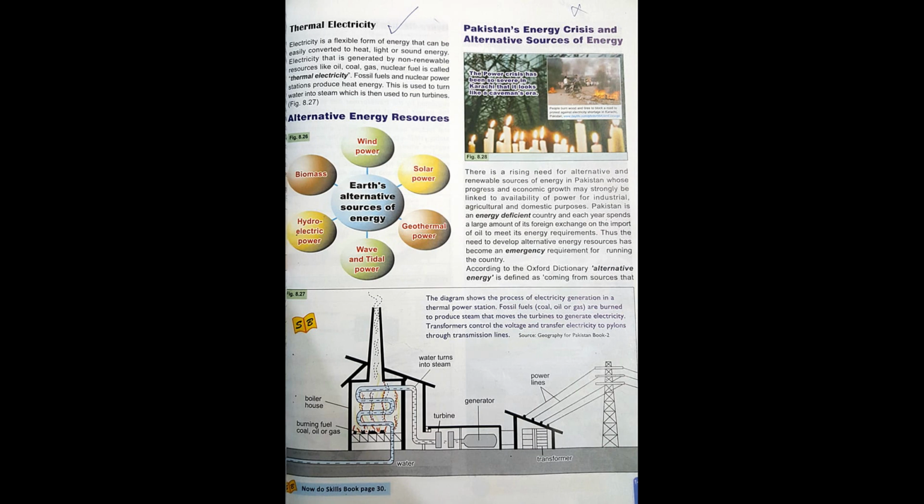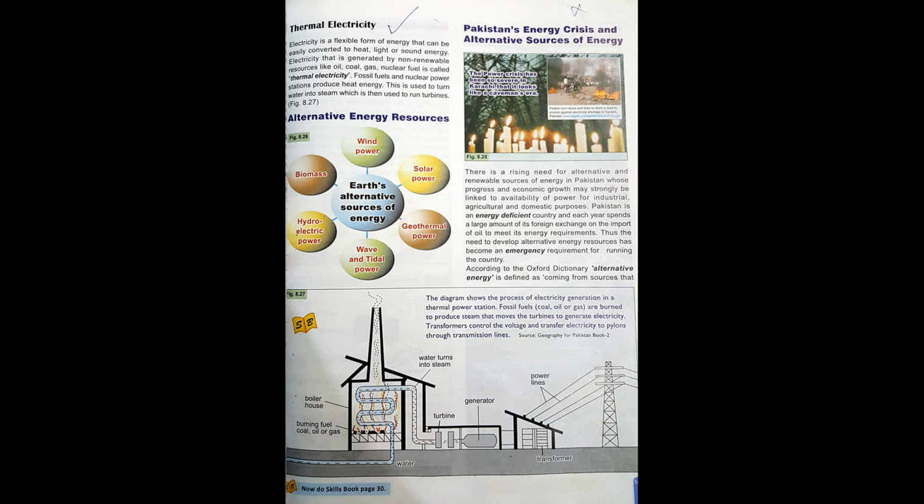Fossil fuels and nuclear power stations produce heat energy. This is used to turn water into steam, which is then used to run turbines. So we can say electricity is produced with the help of fossil fuels, natural gas, oil, coal. Fossil fuels are used to produce steam in boilers which rotates turbines, which then turns shaft quickly into a generator within a magnetic field, so electricity is produced.